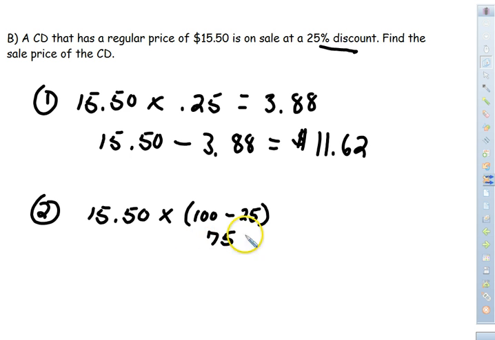Okay, so since it's 75%, we've got to put a decimal point in here to make it 0.75, and when you do that and you multiply $15.50 times 0.75, you do get $11.62. Okay, take note on that and see me if you have questions.